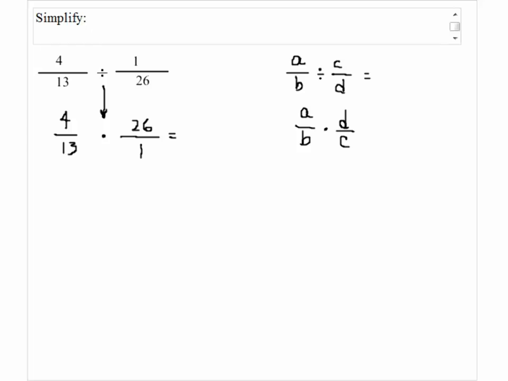And then we simplify and reduce this. We have 13 and 26. If I divide this into 13, I would get 1. If I divide this into 26, I would get 2. So I would have 4 times 2, which is equal to 8. 8 over 1, or just 8.